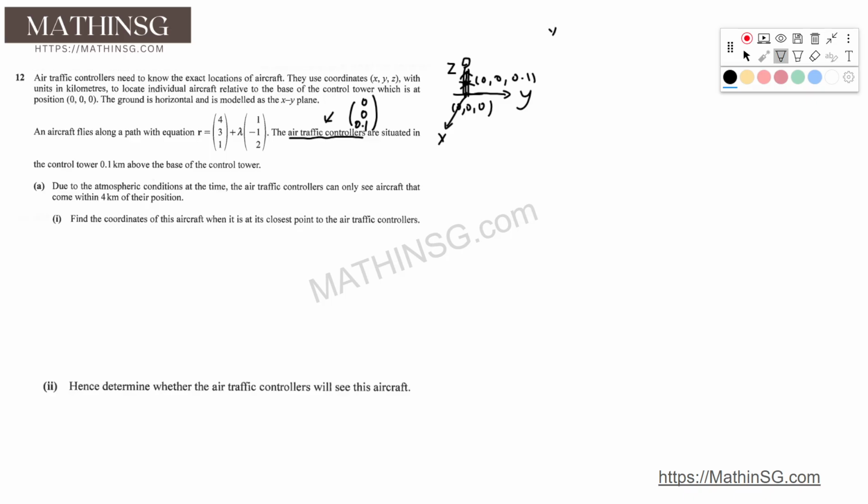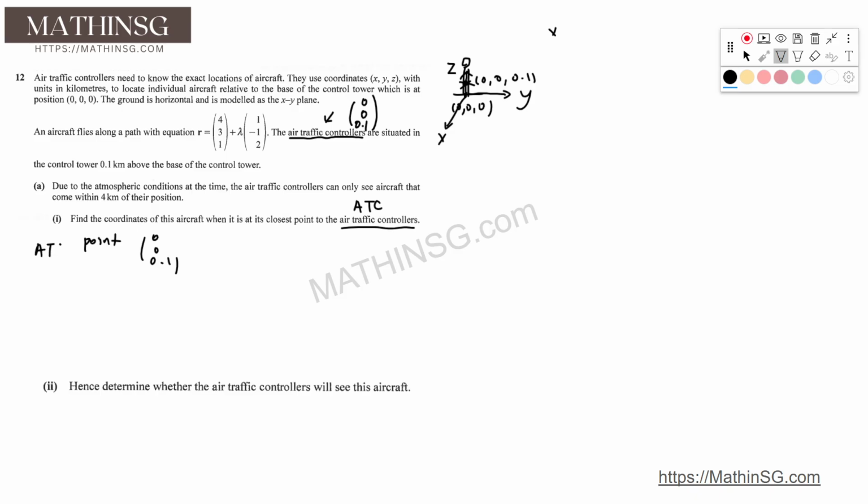So the distance between another point and this point must be within 4 kilometers in order for the air controllers to be able to sense them. Next, find the coordinates of this aircraft when it is at its closest point to the air traffic controller. So let's take a look at this. The air traffic controller is a point, and the point is 0, 0, 0.1. Okay, this is the air traffic controller. Let me call it the ATC.